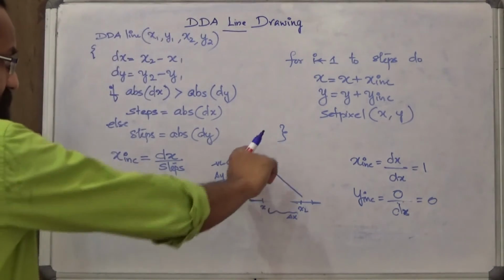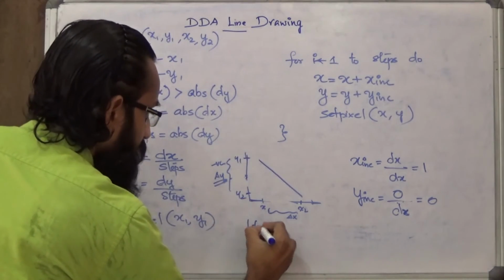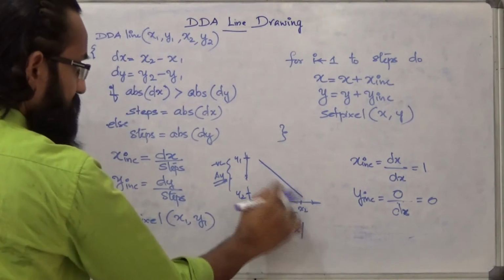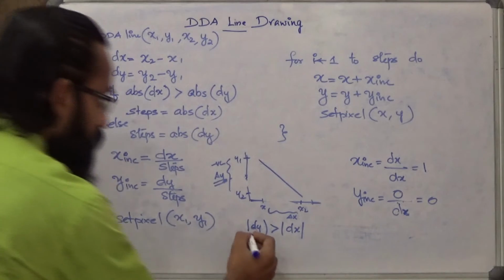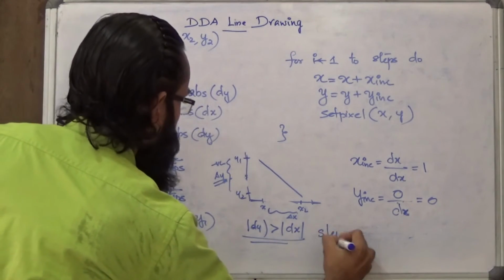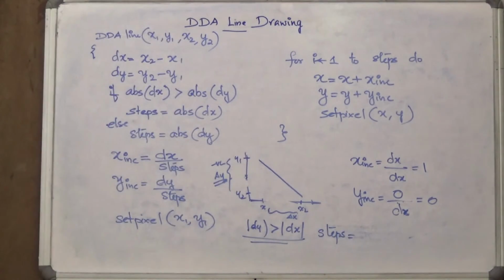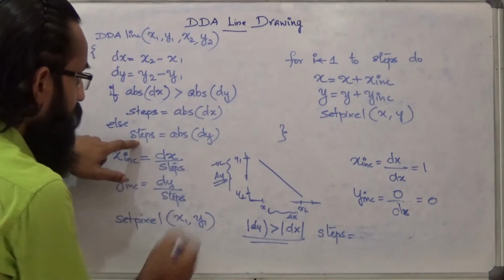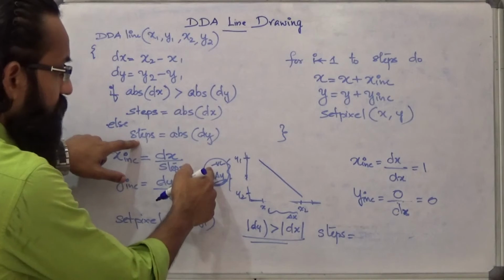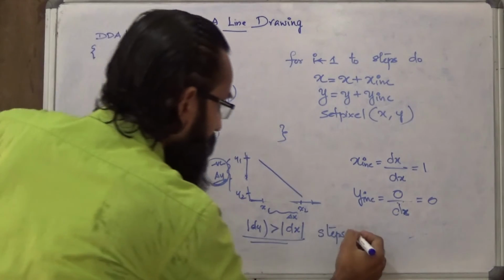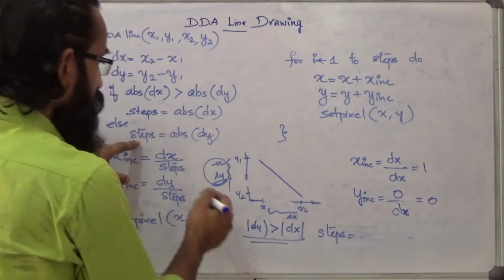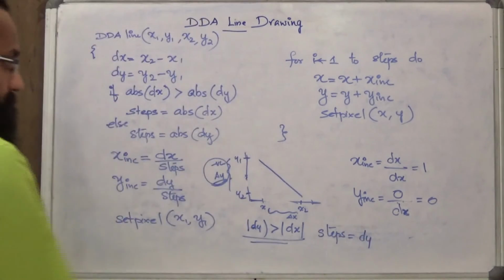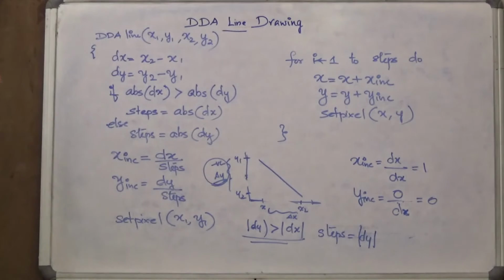And again, if you consider the modulus of dy, that is greater than the modulus of dx. This condition, this difference is lesser than this difference. So what about the value of steps? Since this condition is satisfied, steps will get the absolute value of dy. So you are not taking the negative value, you will be taking the positive value. So here you will be getting the absolute value of dy.